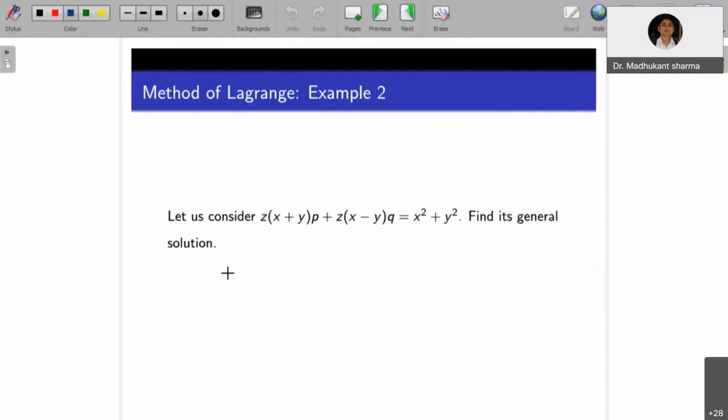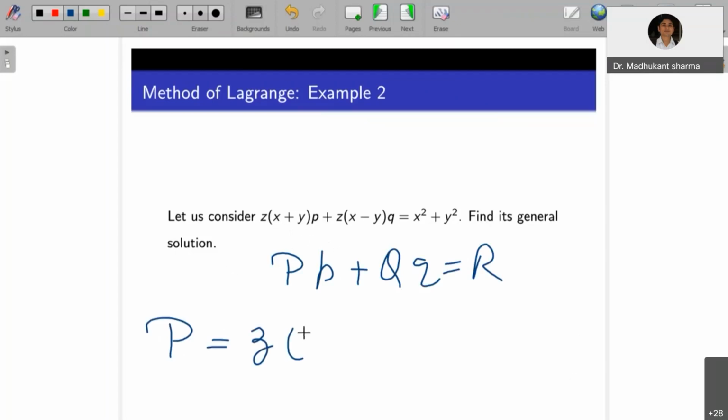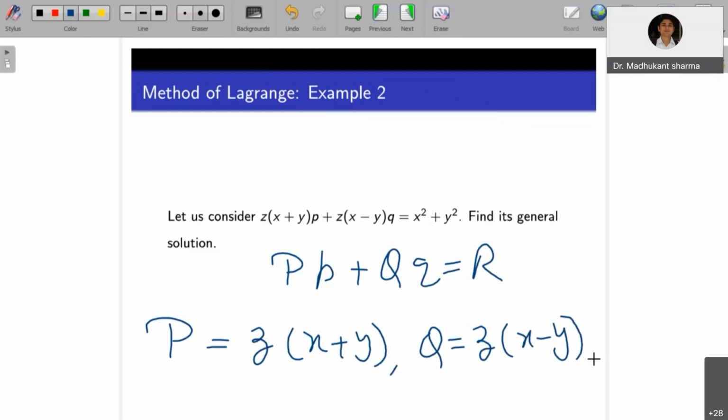Now let's take a slightly more complicated one. Let us consider the following. This is a quasi-linear PDE. This is not a linear one. Now if you compare with capital P p plus capital Q q equals R, you have capital P equal to z times x plus y, capital Q equal to z times x minus y, and R equal to x square plus y square.